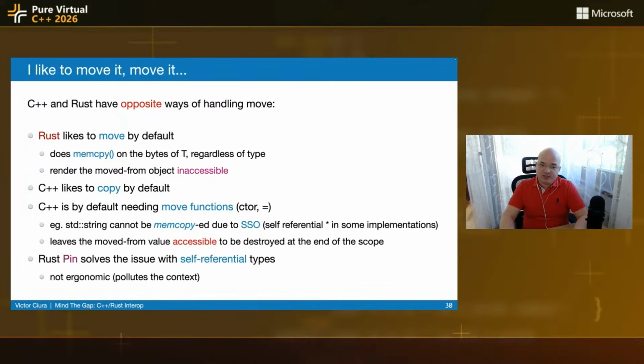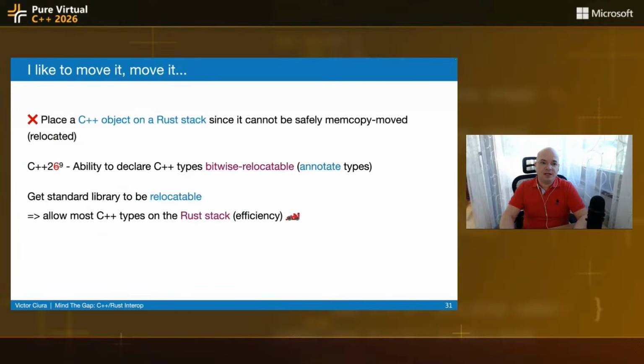Rust Pin solves this issue with self-referential types in a different way. It's definitely not ergonomic, but it's sort of outside the type system directly. Why do we care about this? We care about this because you cannot place a C++ object on the Rust stack because it cannot be safely memcopy moved or relocated in memory in general.